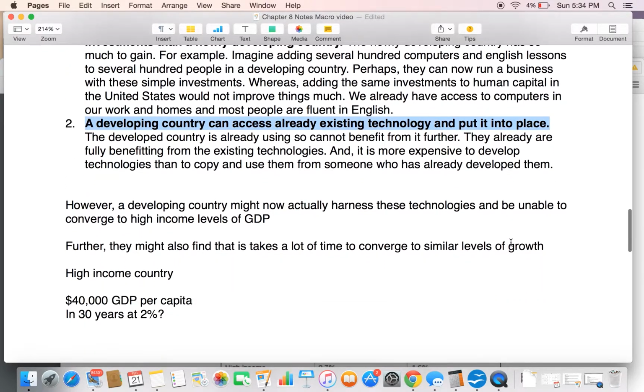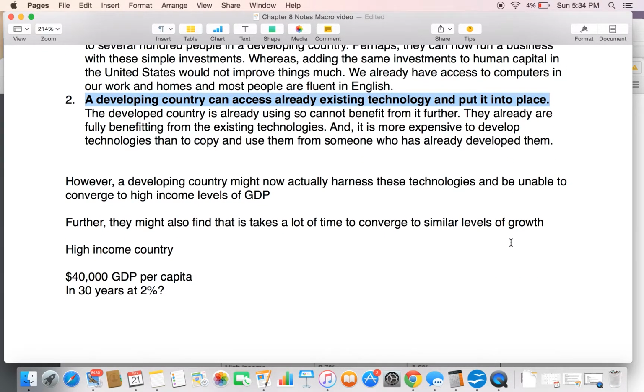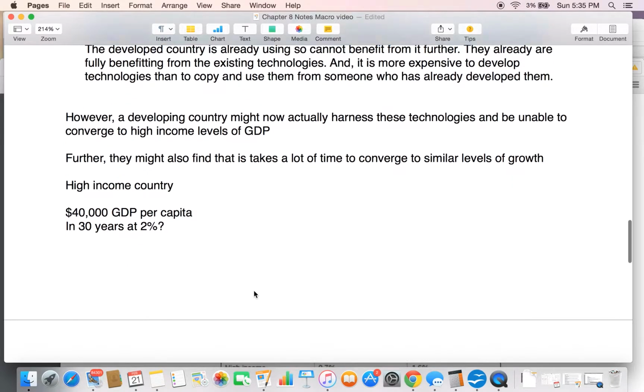So some reasons you might not see this happen, however, are that in a developing country, they might not actually be able to harness the technologies for one reason or another. And if they're not able to successfully harness these technologies that have already been created in the developed world, then they might not experience growth. And the other reason they might not experience growth is because it does take a lot of time to converge when your GDP levels are so different.